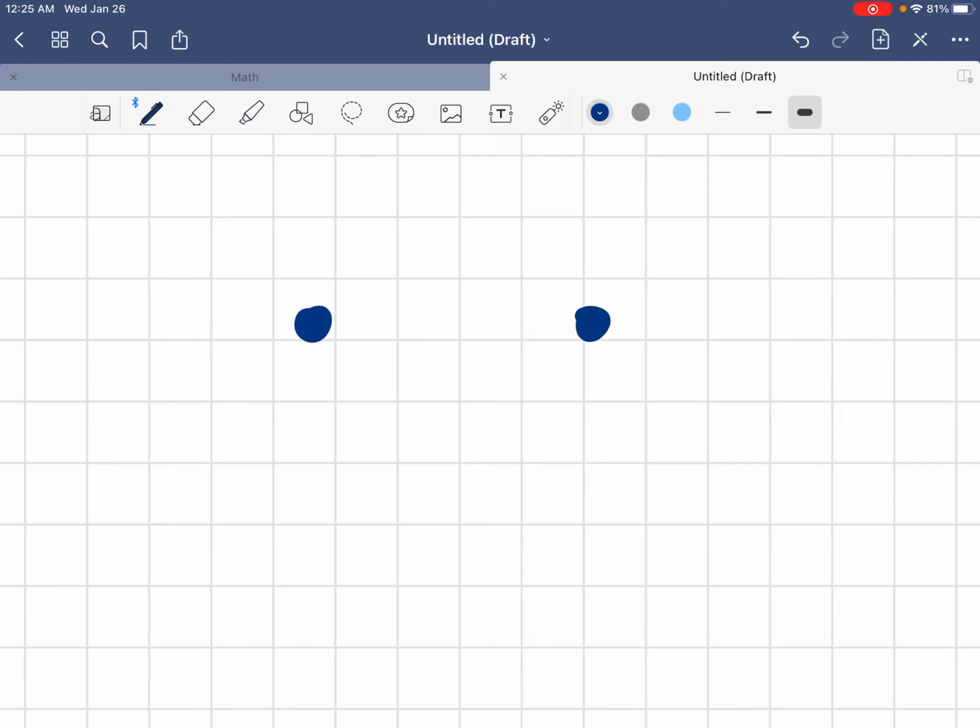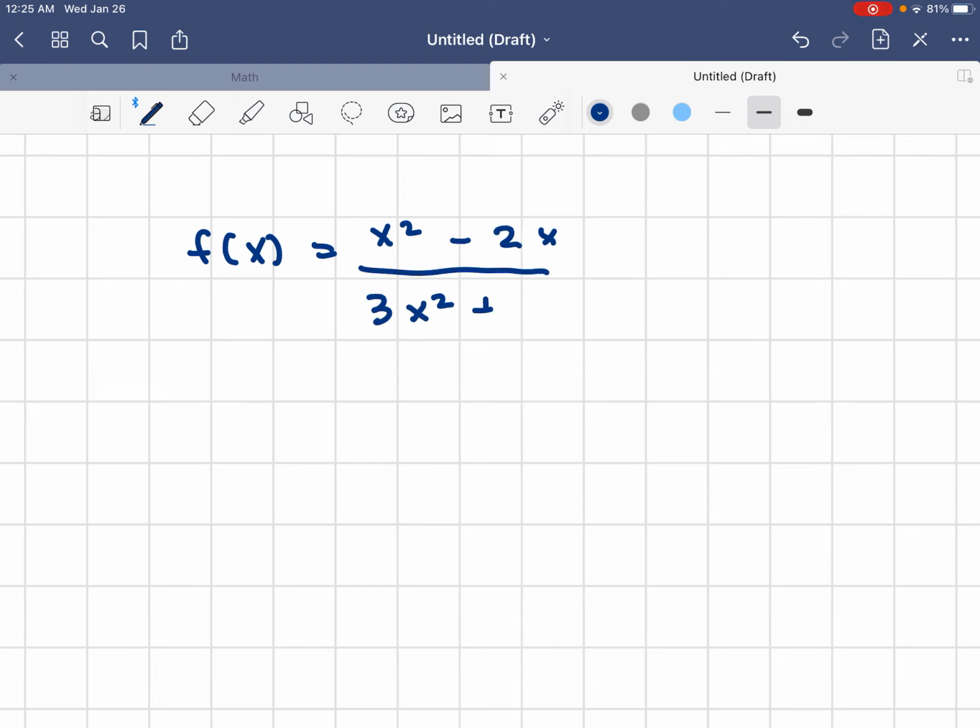Good morning, guys. So we're going to graph rational functions. So let's start with f of x is equal to x squared minus 2x over 3x squared plus 12x.